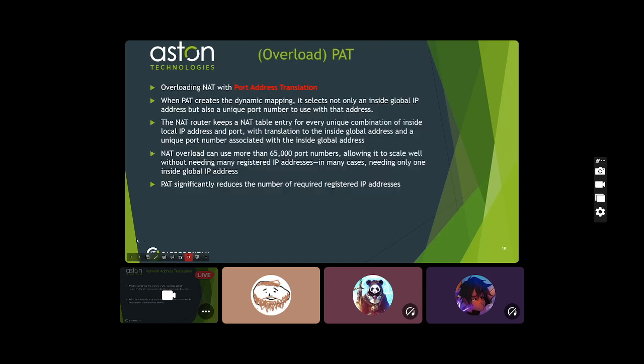So PAT is network address translation, the process that we just saw there, only it adds a port number onto it, a port address. So in that NAT table, in addition to the source and destination IP address, it also adds a source port and destination port.